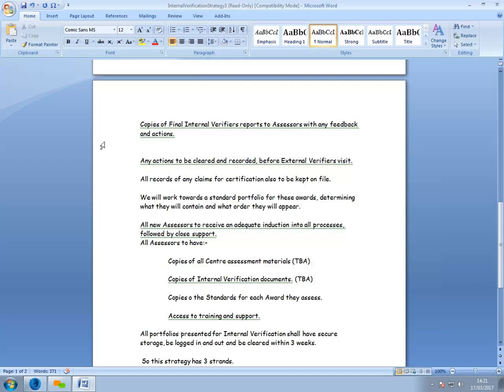All records of any claim specification to be kept on file. We will work towards a standard portfolio for these awards, determining what they will contain and in what order they will appear. This was mainly initially for paper-based portfolios, but that applies to electronic ones as well. You would have to put together a folder with, say, Unit 1 and then Unit 2, Unit 3, Unit 4, etc., on whatever system you were using. You would do the core units first and then whatever children units fitted in afterwards.